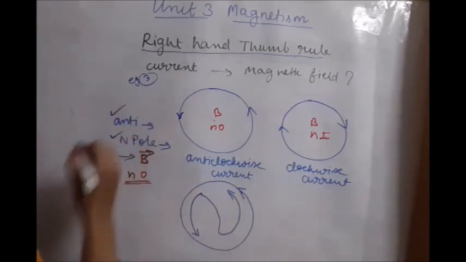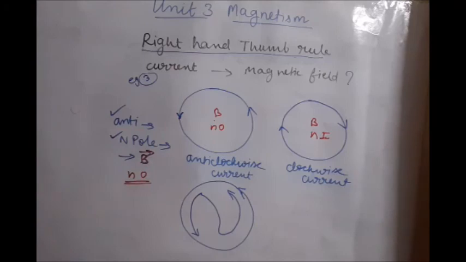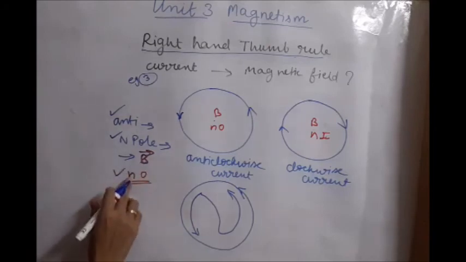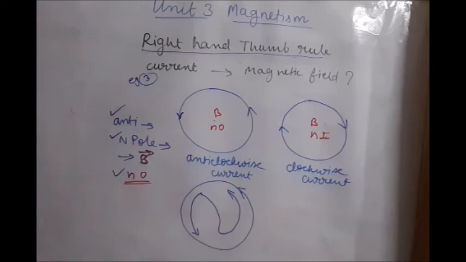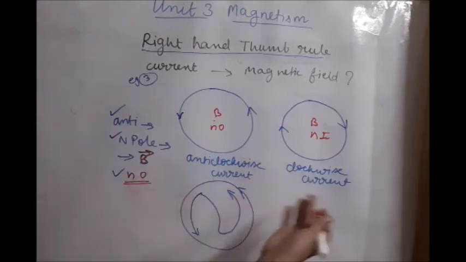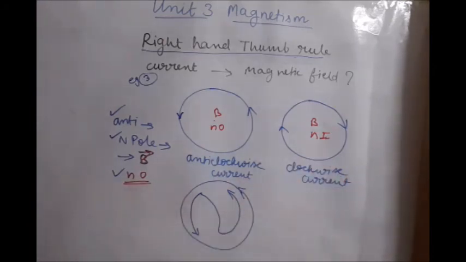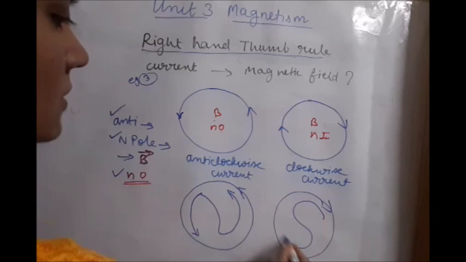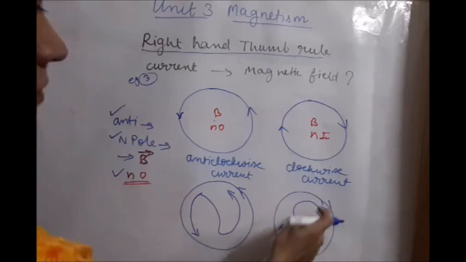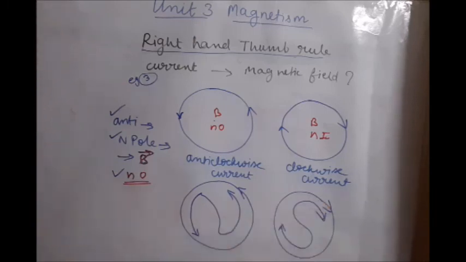From NT remember N: anti-clockwise current is N pole, and for N pole the magnetic field at the center is NO, normally out. Okay, and just opposite it for clockwise current. So if the current is clockwise, then it is actually the south pole, because these arrows are matching.